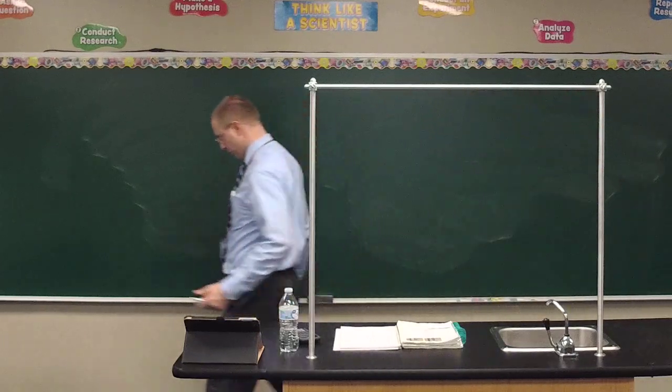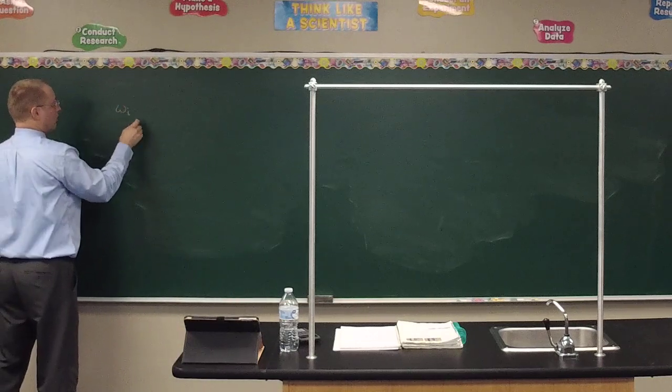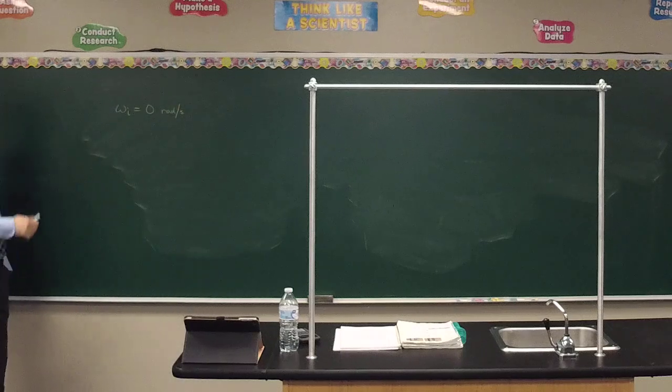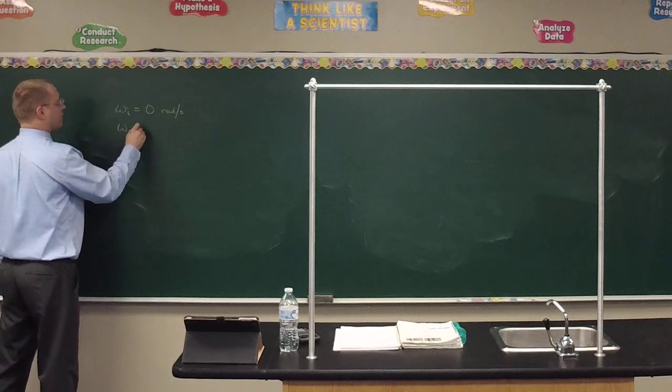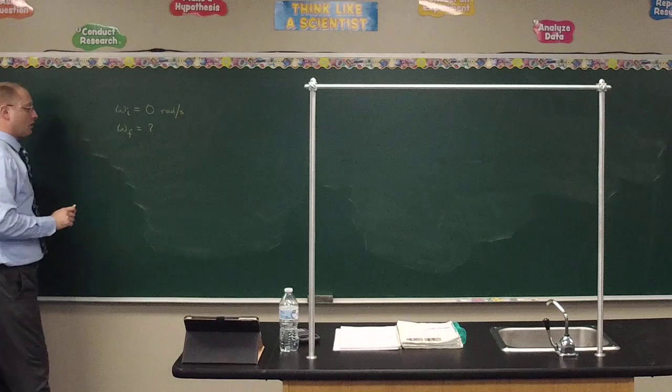How do we represent angular velocity? Omega sub i is 0 radians per second. It's starting from rest, 0 radians per second initially. It gets up to an angular speed of, well, that's what we're finding, isn't it? So we're finding the final angular velocity.